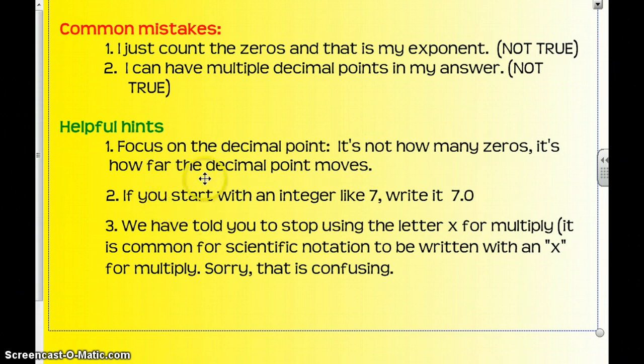Some helpful hints. Focus on the decimal point. It's not how many zeros there are, it's how far the decimal point moves. If you start with an integer like 7, write it as 7.0, which is the same amount. It just has a decimal point. Number 3, we've told you to stop using the letter X for multiplying. However, it's common for scientific notation to still use the X for multiplying. Sorry, we know that's confusing, but we want you to know that sometimes you will still see that X. Just don't use it in algebra for multiplying.